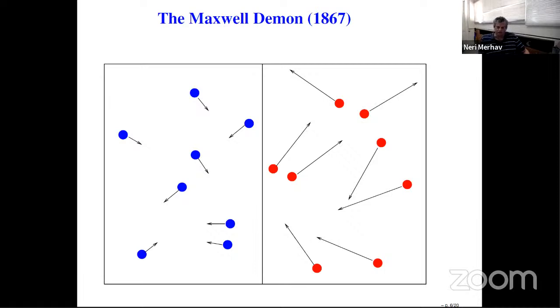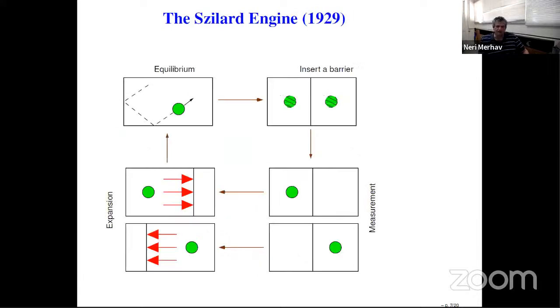And about a few decades later, Leo Szilard came up with his engine with a single particle. You put a barrier, you measure in which one of the parts of the system it appears, and then you can extract work by letting this particle push the barrier, and then you complete the cycle by removing the barrier, and it looks like you're gaining work without investing any energy.